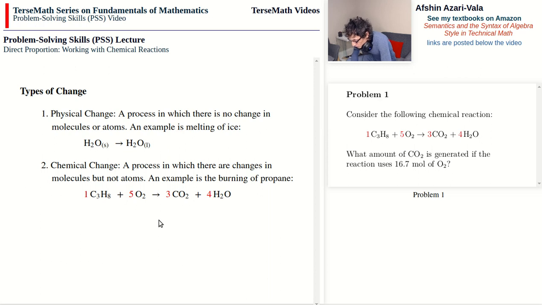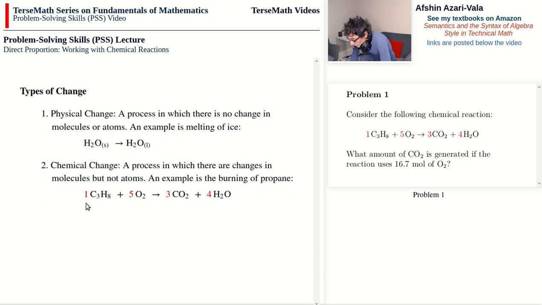And the reason for this should be somewhat obvious. So if I start, let's say, with 1 molecule of C3H8, and I have enough oxygen, then I will create 3 molecules of CO2. So if I start with twice as many, 2 of these, then it does make sense that I will end up with twice as many CO2s, or 6 of those. And if I start with, let's say, 15 oxygen molecules, which is 3 times as many, then it makes sense that I will end up with 3 times as many water molecules, which is 12 of them.